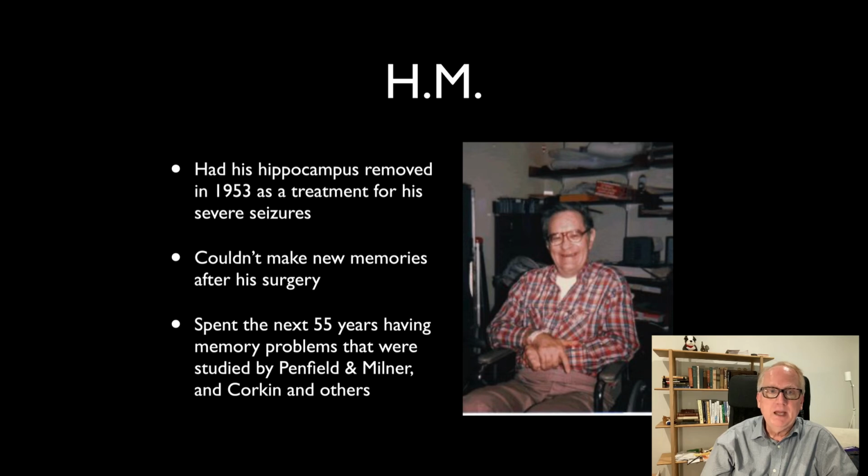HM was a man who had his hippocampus removed in 1953 by a neurosurgeon as a way to treat HM's severe seizures. Now, he's called HM because those were his initials. You can actually find his full name in the textbook and other places, but he's usually just called HM. After he had recovered, his seizures did go away after having this surgery. But interestingly, the neurosurgeon and his physicians noticed that HM could no longer make new memories, that he couldn't remember anything that happened to him since he had had the surgery.